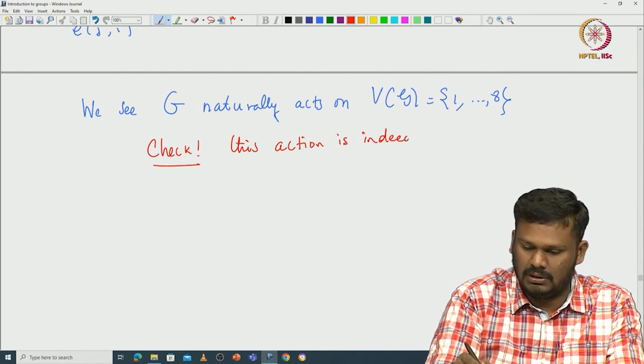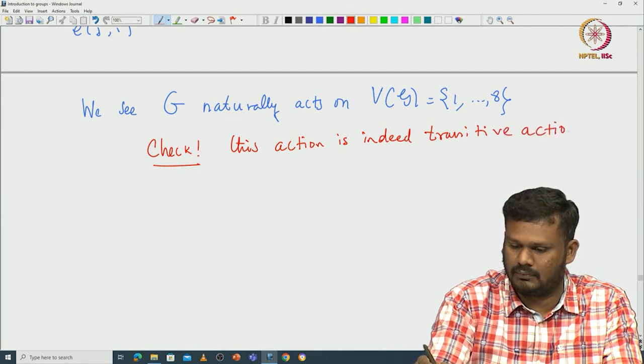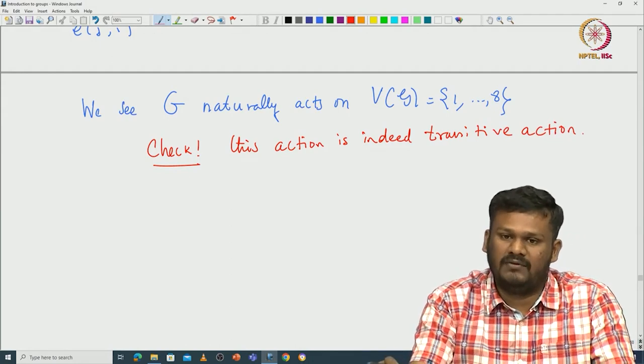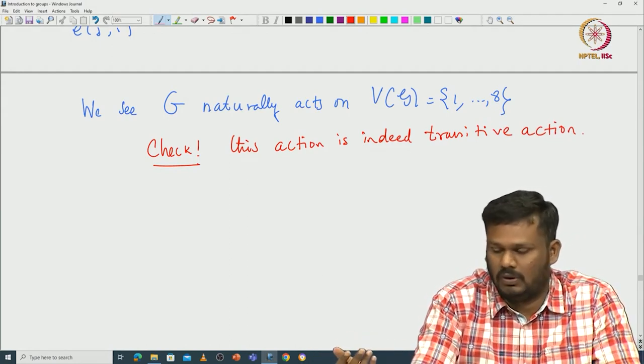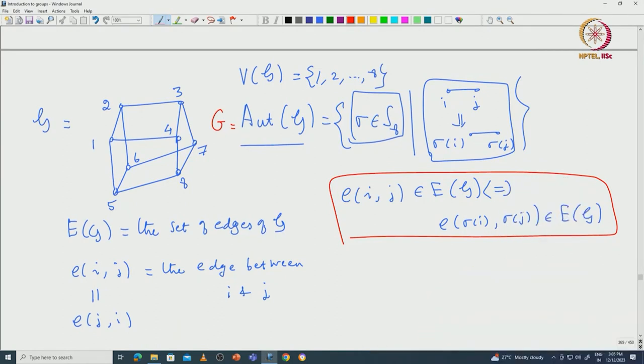So that means you can go from one vertex to another vertex by some automorphism. You can just look at the graph and see that it can be done. There are many symmetries here. For example, you can take a plane that cuts this cube into half, passing through and cutting 1 2 and 3 4 into half. If you reflect with respect to this plane, you will get one such automorphism.